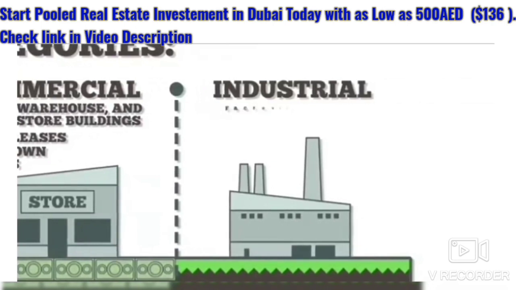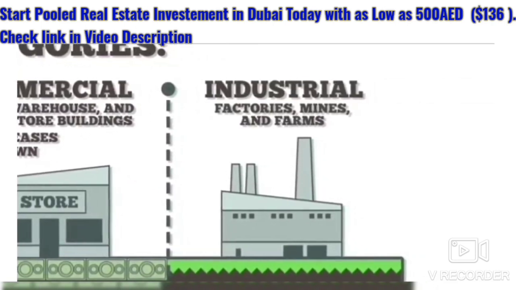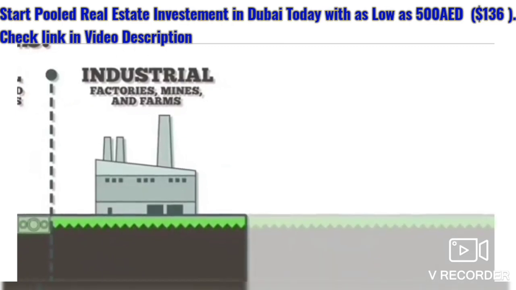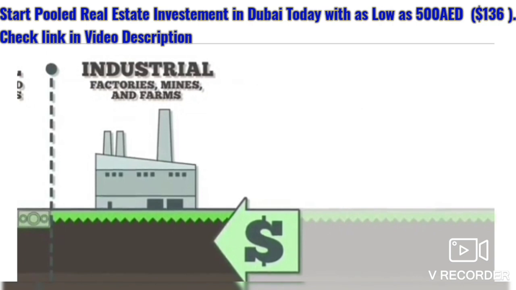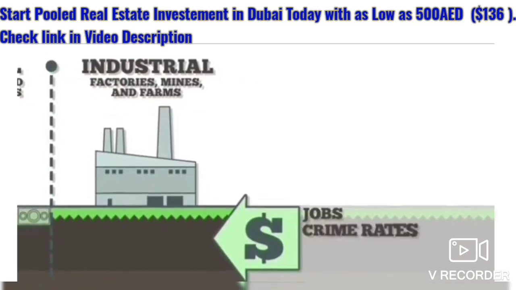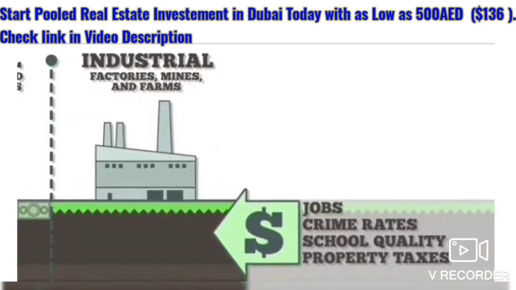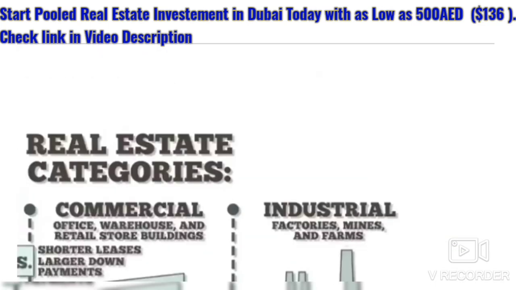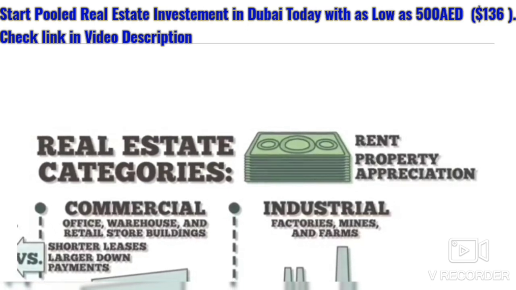Industrial real estate includes factories, mines, and farms. Unlike others, the immediate area where the property is located can drastically impact its value. Those factors include jobs, crime rates, school quality, and property taxes. They can impact the value of industrial real estate.